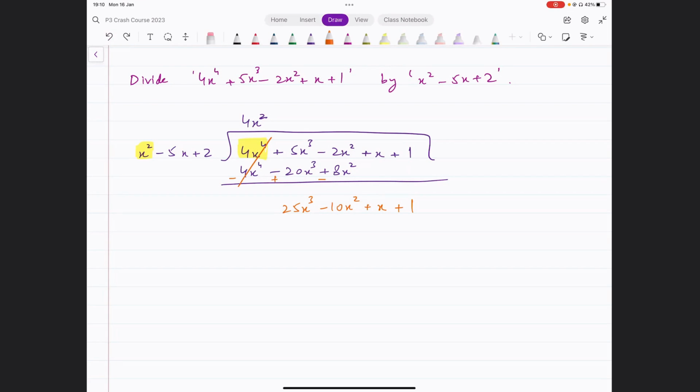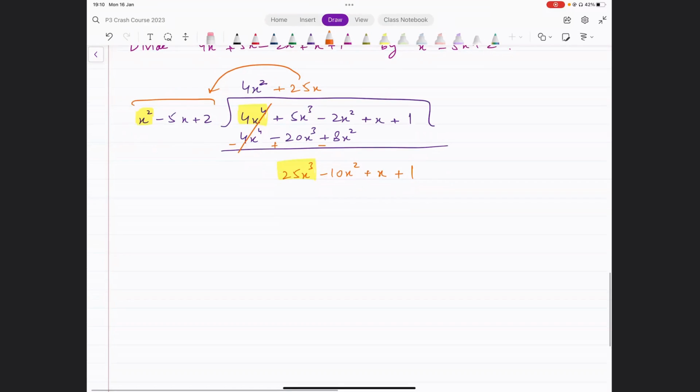25x cubed minus 10x squared plus x plus 1. Again, you look at the first terms. What do you have to multiply x squared by to get 25x cubed? x squared into 25x is going to give you 25x cubed. So that is the next term that you have in the quotient here, 25 times x. And then you multiply 25x with this whole thing. What does that give you?